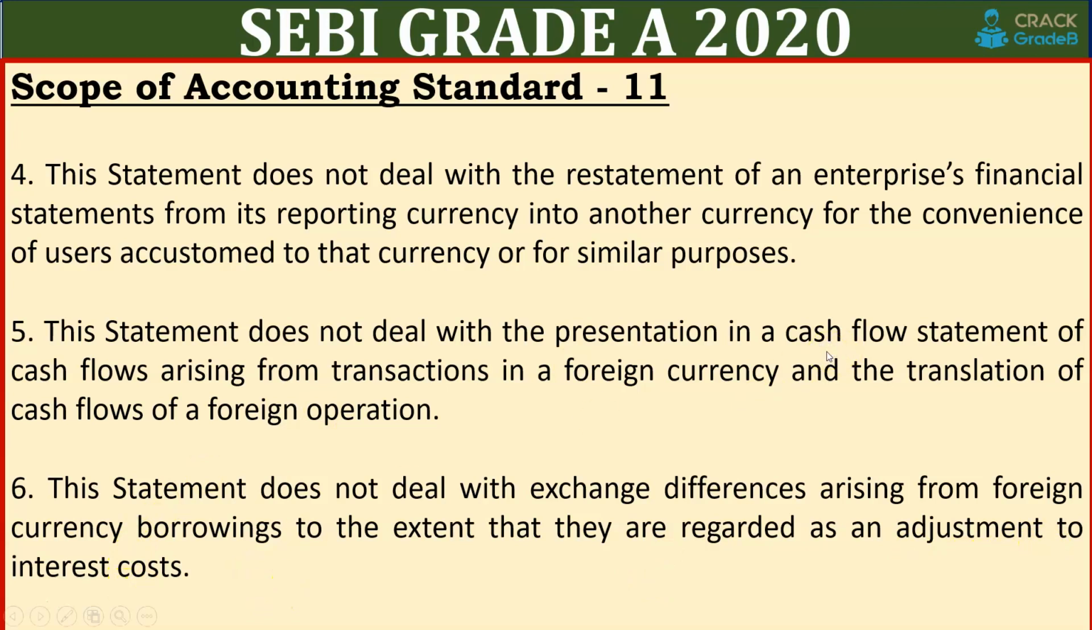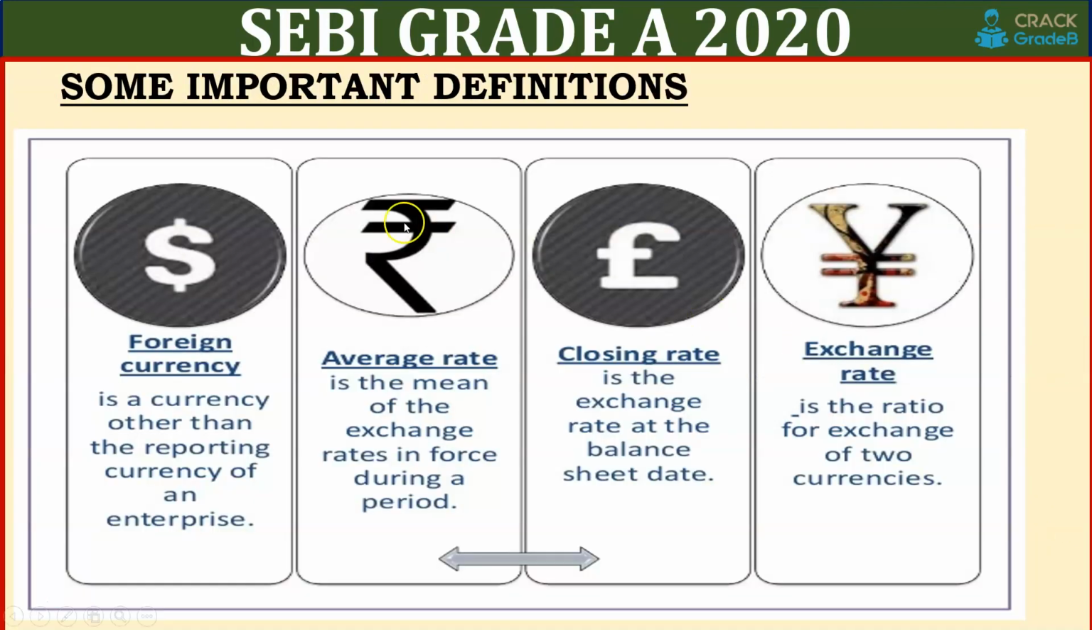So yeah, that was the scope part. Now here are some important definitions. The first one here is the foreign currency. It is a currency other than the reporting currency of an enterprise. I have already given you an example for this one.